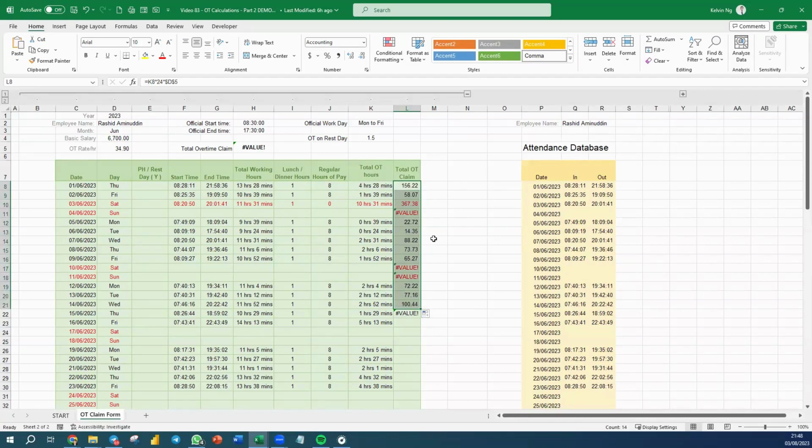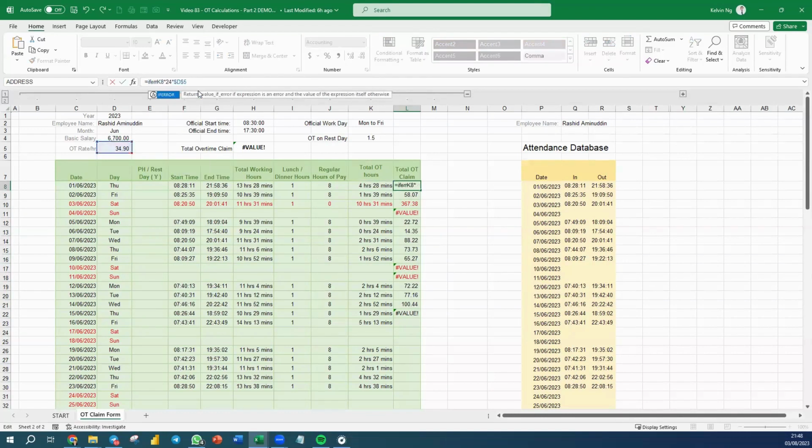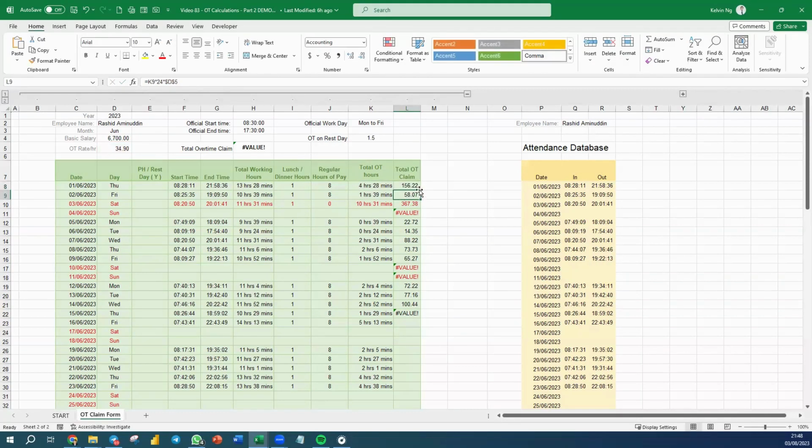So that's the overtime. Now, again, I'm going to put the IFERROR in first. So if this is an error, we'll just leave it empty. I do not want to see the error message come up.